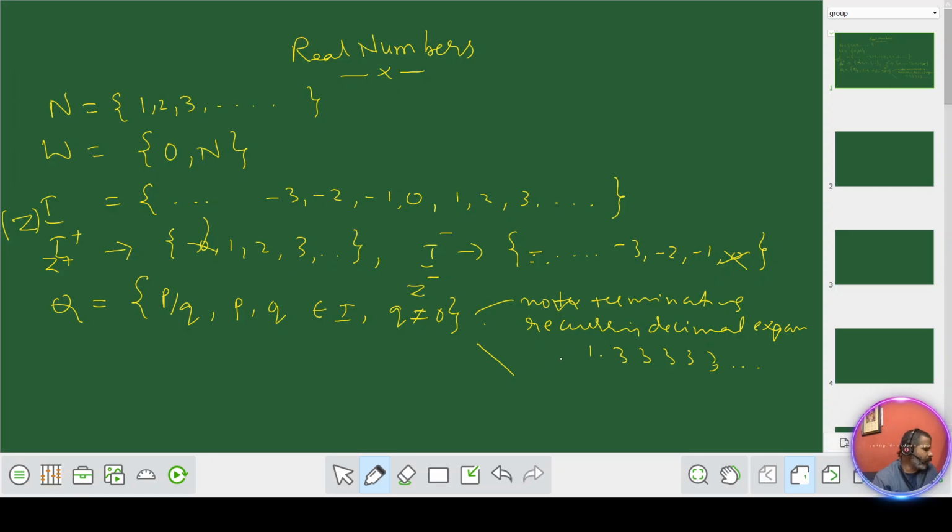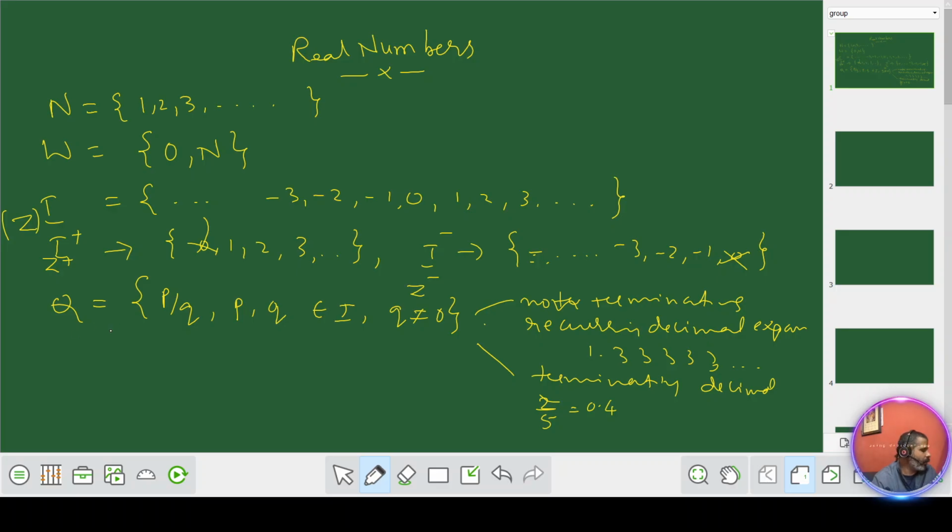The other definition for a rational number is terminating decimal expansion. I'm just recapping it before we touch upon the real number topic. Terminating means, for example, 2 by 5 means 0.4. So it is again a rational number.